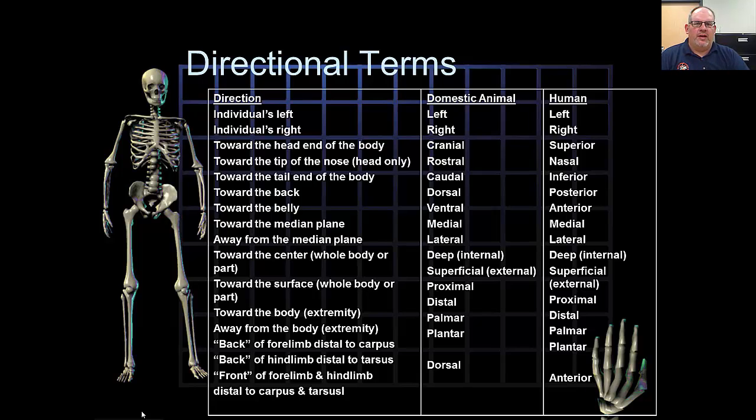A lot of times we're also looking to figure out if something is deep or superficial. Deep is towards the inside of the body, so your heart is deep, it's in the middle. Superficial means on the surface or the outside, so like your skin is superficial.